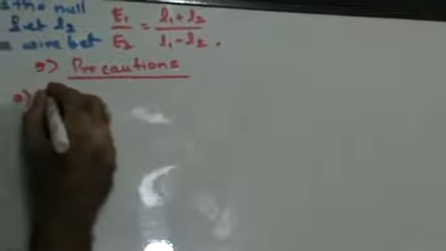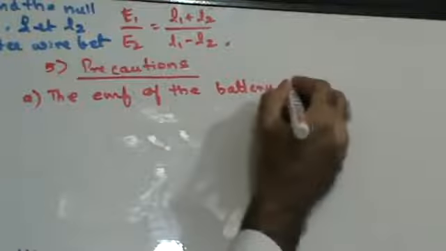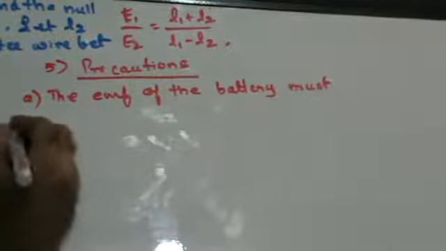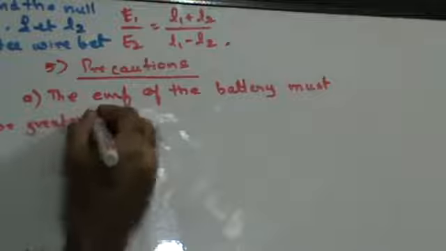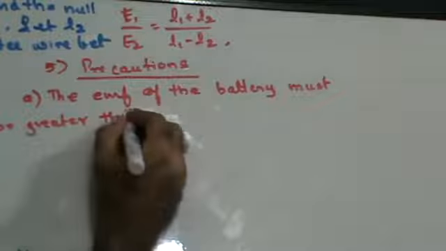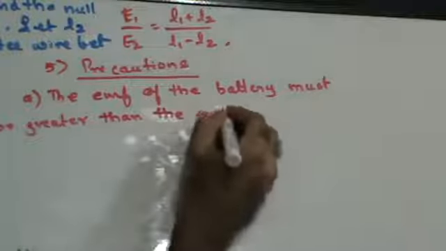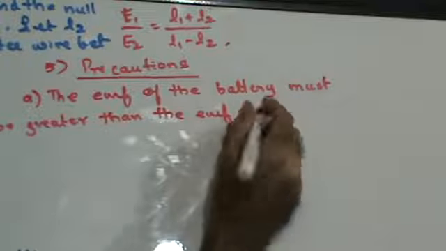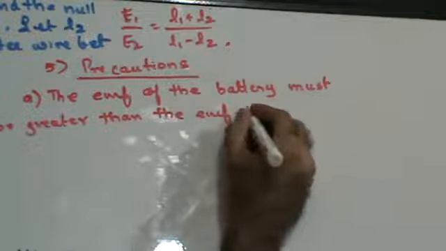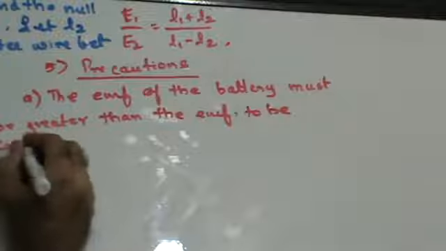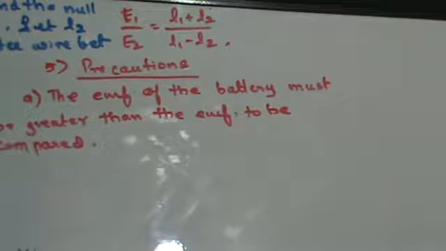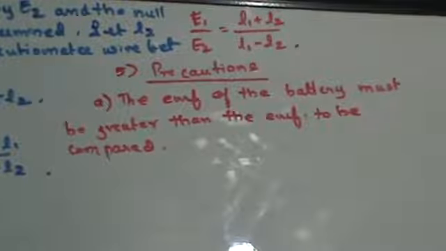One, the EMF of the battery must be greater than the EMF to be compared. Right? That means if I am using the sum and the difference method, the EMF of the battery must be greater than E1 plus E2. Fine, do we get this thing here?